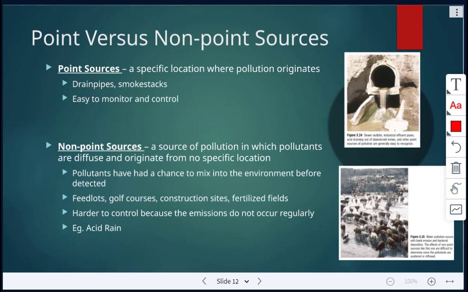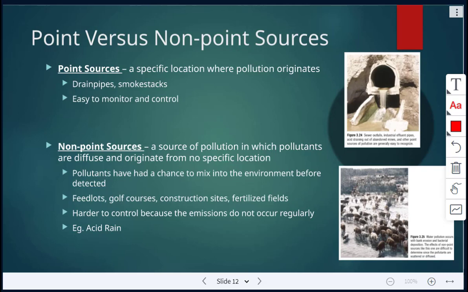All right, so lastly, we are just looking at point versus non-point sources. When we talk about point sources, this is where you can actually find the location where the pollution is originating from. So a specific location where pollution originates, like drain pipes, smokestacks. Therefore, because it's easy to find the location, it's easy to monitor and control.